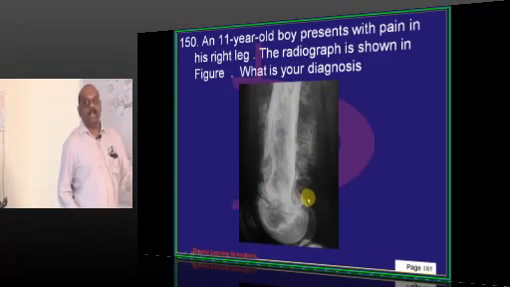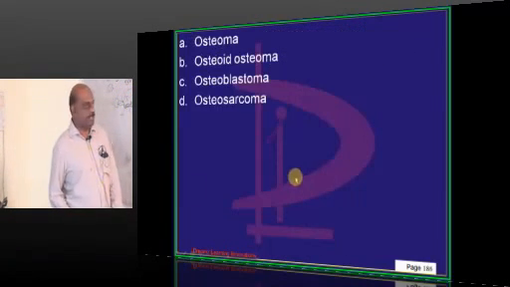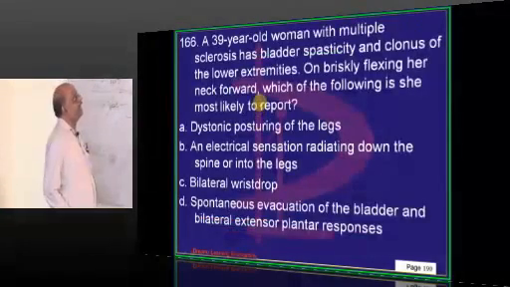11-year-old boy, what is this radiograph showing? Typically sunray appearance, which is classical of osteogenic sarcoma.